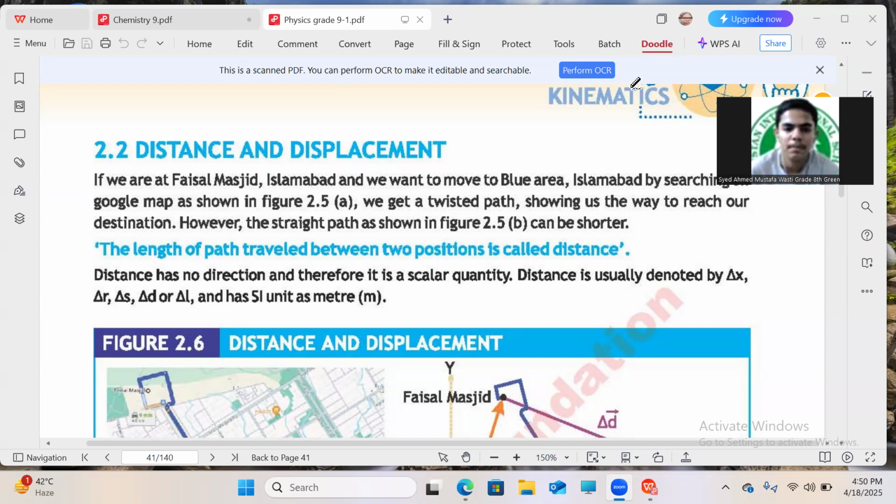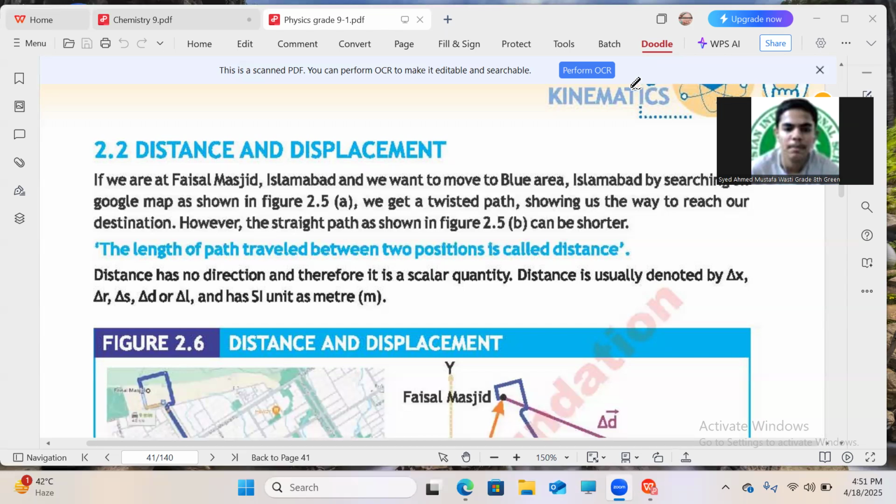So now our next topic is to differentiate between distance and displacement. What do you know about distance? Distance is a common term which we use in our daily life. Distance is the length of the path that is traveled between two positions. The total length of the path traveled between those two points is known as distance. Distance will be denoted by x, r, small s, small d, or small l, etc.